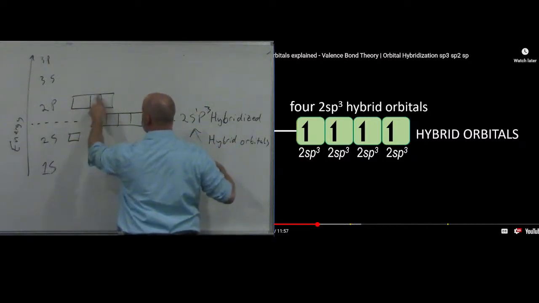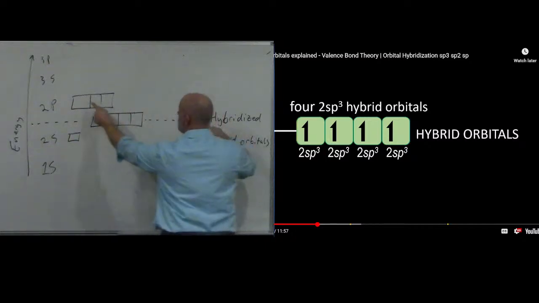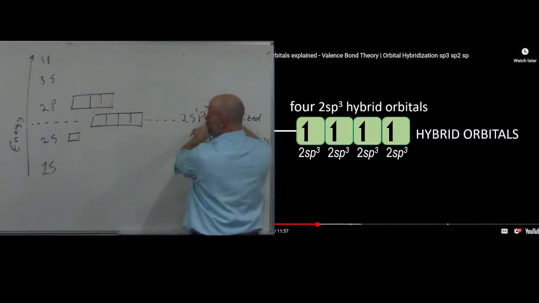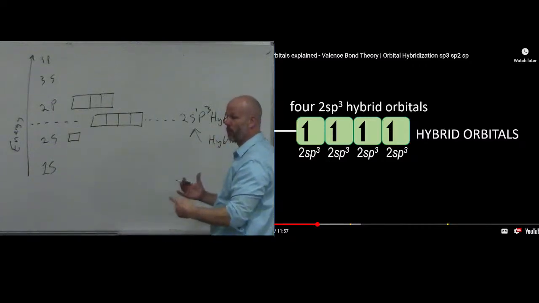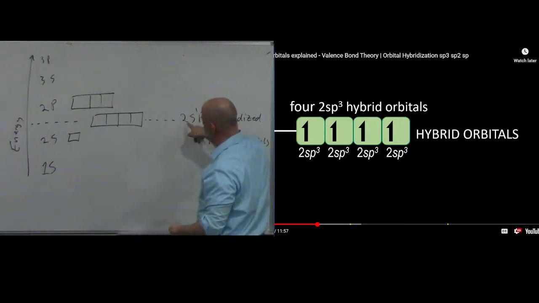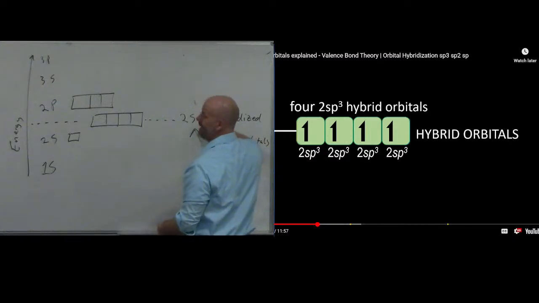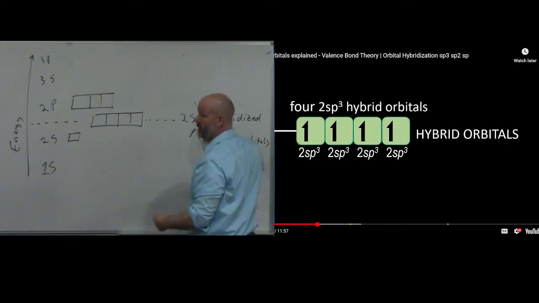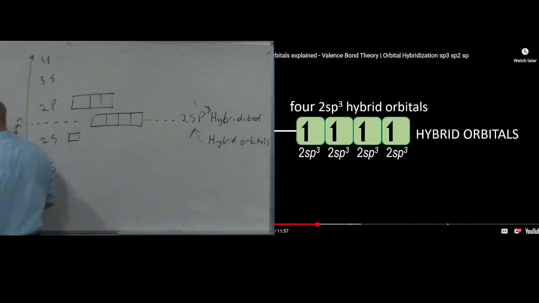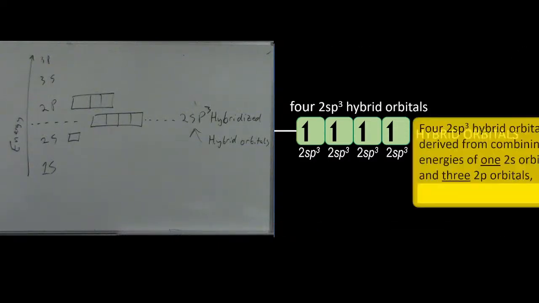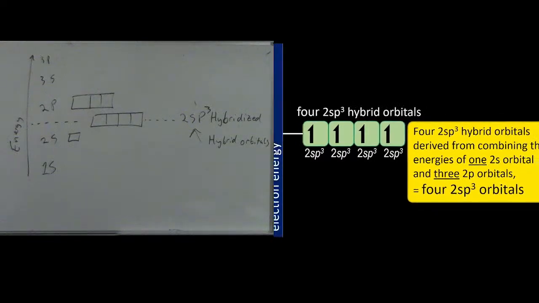And now we're using 3 of the p orbitals, right? So we put the p and the 3 as the superscript, right? So the superscript tells you how many of those orbital types there are. We don't need to say 2s1, we understand that there's only 1, and then it's simply a question of how many in the p are we using, okay? And we won't always use 3, as you'll see in a minute. But that's where that comes from and how to interpret it. 4 2sp3 hybrid orbitals derived from combining the energies of 1 2s orbital and 3 2p orbitals, which gives a total of 4 2sp3 orbitals.